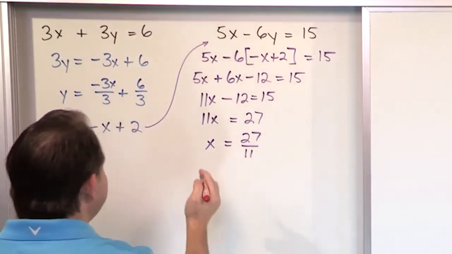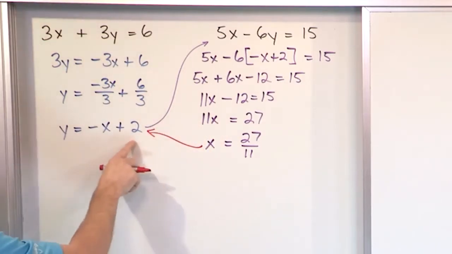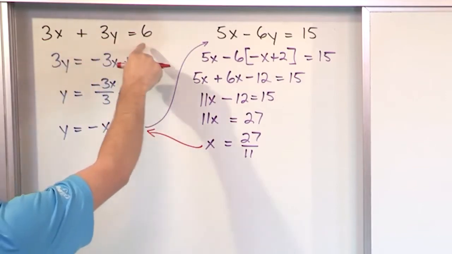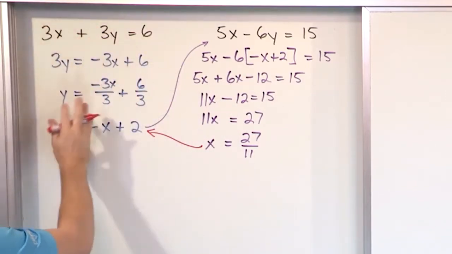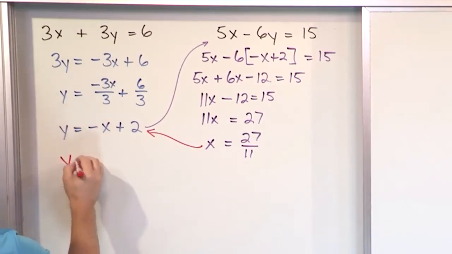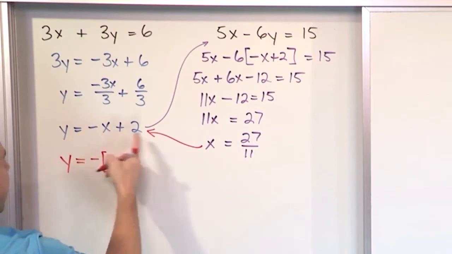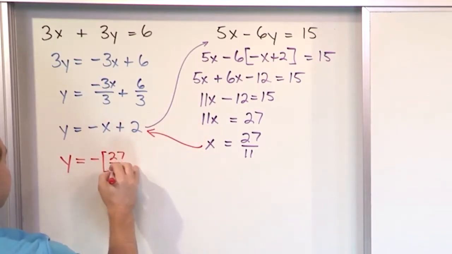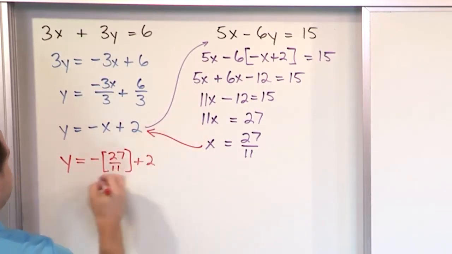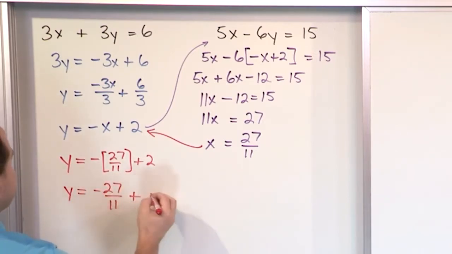But it's actually just easier to take this value of x and stick it right back in this equation, because this equation came from the first one, and I've already done all of the math so that I'm basically saying y is equal to something. So I'm trying to find y, so I'll just plug in what I know x to be. It's a negative sign, x is 27 over 11, and then I have plus 2. So what I end up having is negative 27 over 11 plus 2. Let's write it as 2 over 1.